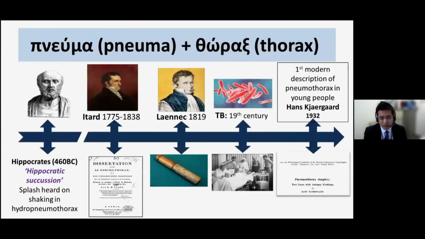Pneumothorax was first described by Hippocrates, the father of modern medicine, who described a Hippocratic succussion splash when he was shaking patients with a hydropneumothorax. But it was actually Itard, who was a student of Laennec, who designed the stethoscope, who first gave a dissertation or description of pneumothorax. Then pneumothorax became more common during the 19th century TB epidemics, when patients were developing bronchopleural fistulas. And Hans Jacobaeus actually described pneumothorax in 1932. So just a bit of history about pneumothorax.